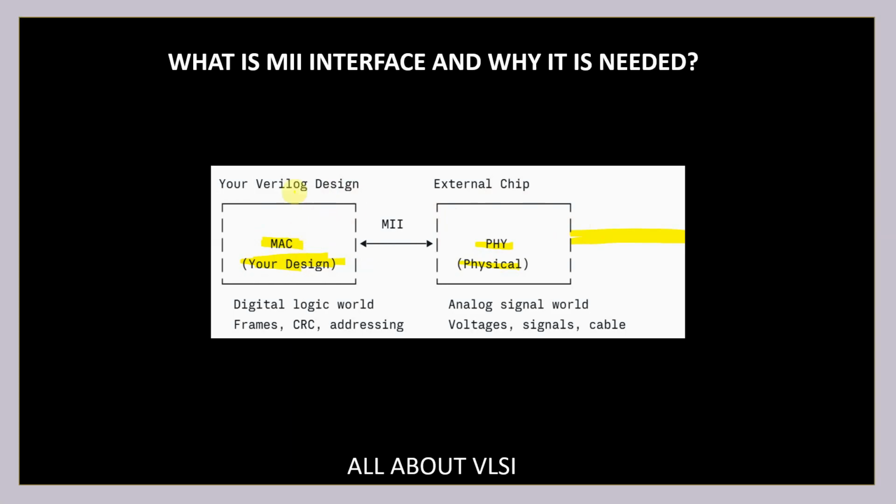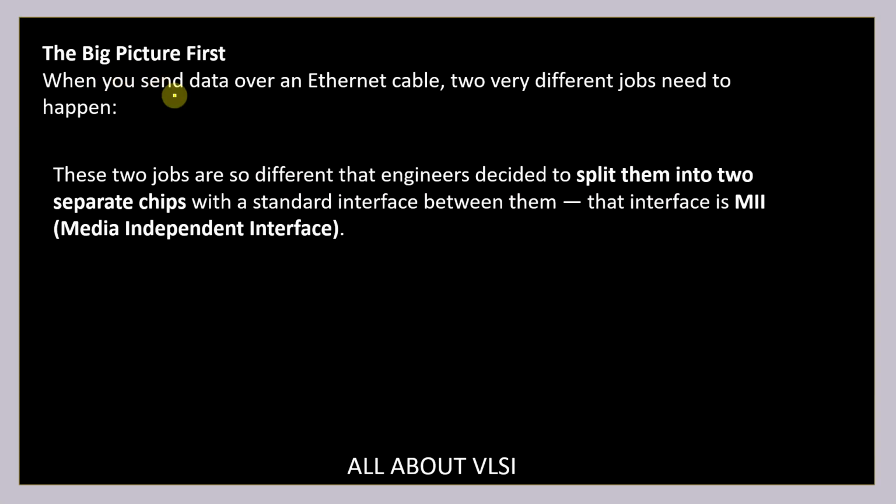Now, what is our design going to do? It is going to control the digital logic, frame the data, perform CRC, and perform addressing. Whereas what is the IC going to do? The IC is going to convert analog signals or analog voltages to digital signals, and that will be given to our MAC design. So for connecting this Verilog design with our IC, we are going to use this MII interface.